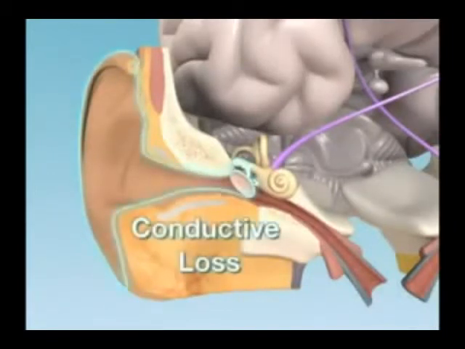A conductive loss is when the sound can't get to the cochlea for the nerves to do their job. Common types of conductive loss include excessive cerumen, or wax buildup, a foreign object in the outer ear, perforation or tear of the eardrum, or excessive fluid buildup in the middle ear. Most of these hearing losses have medical or surgical treatments.